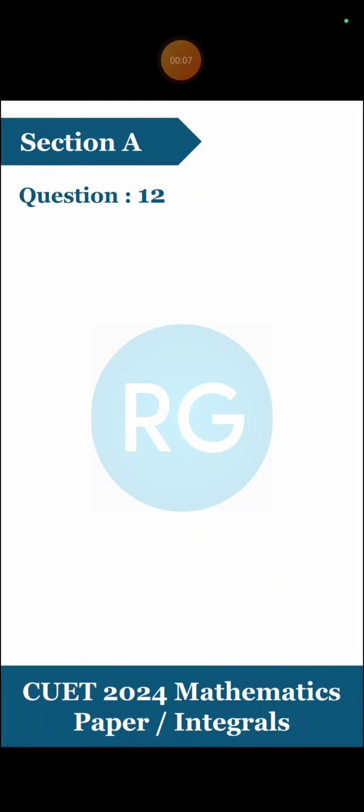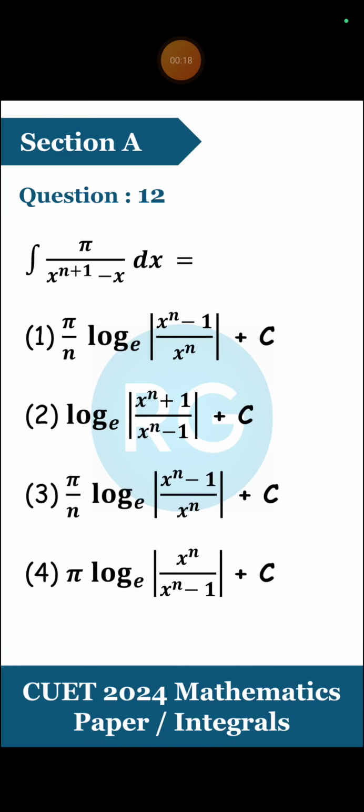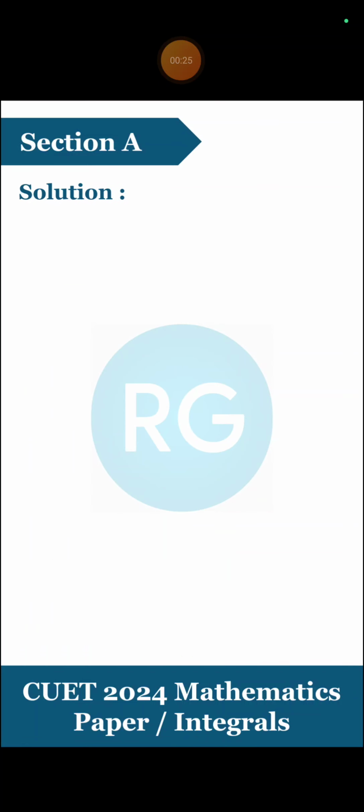Section A, question 12. This is a question from integration. Pi divided by x raised to the power n plus 1 minus x dx. We need to integrate it. Four options are there. We need to choose the correct one. So let's see the correct option. That is option 3. Now let's get down to the solution.